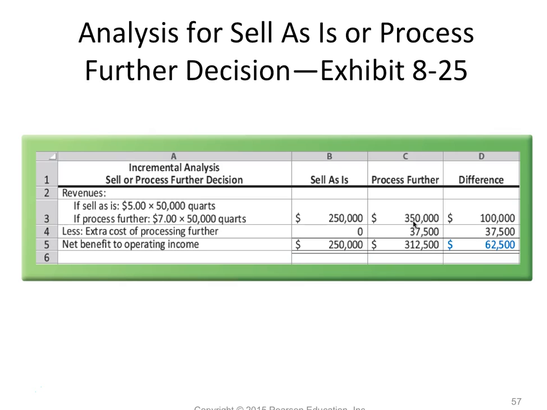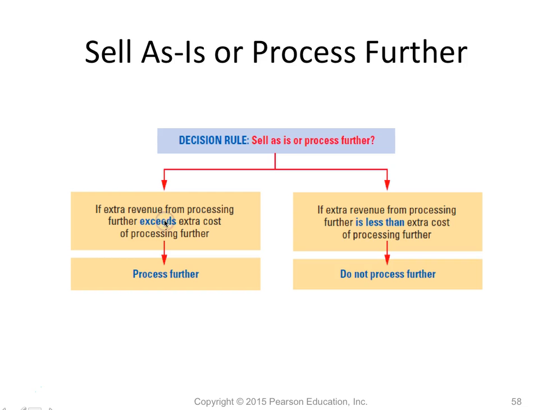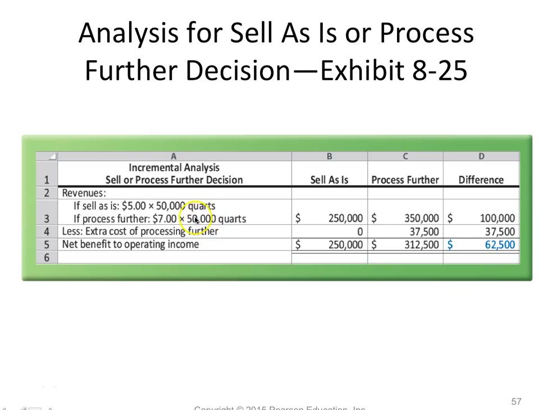It becomes another product, so we're going to make more, from $5 up to $7. We're still going to sell the same amount, so it'll be 335. Then we have to pay the cost to process that. It's $37.5, and then we're going to make $312,500. Oh, we're going to make more, and the answer will be yes. Let's do that because we're going to add more to our operating income.